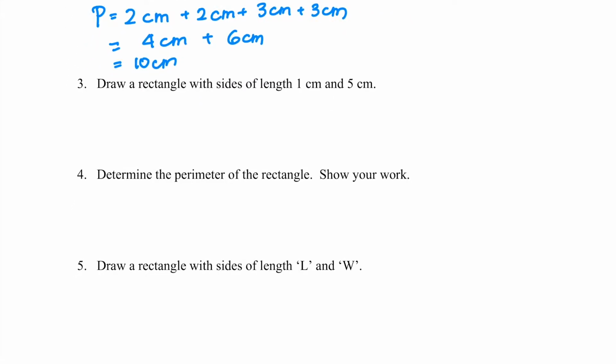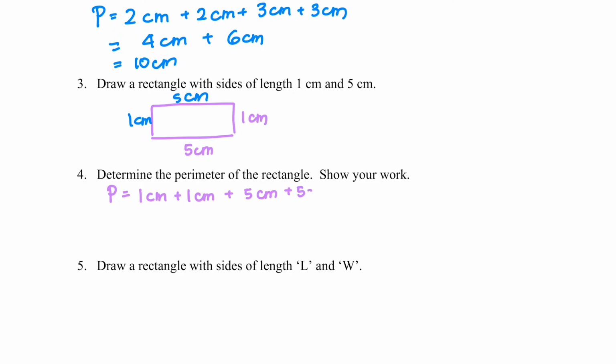Now number 3, we're going to draw a rectangle with sides of length 1 centimeter and length 5 centimeters. Since it's asking again for the perimeter, we can just add up the sides. So we have the short sides plus the longer sides, and that's going to give us 2 centimeters plus 10 centimeters. We're going to end up with 12.